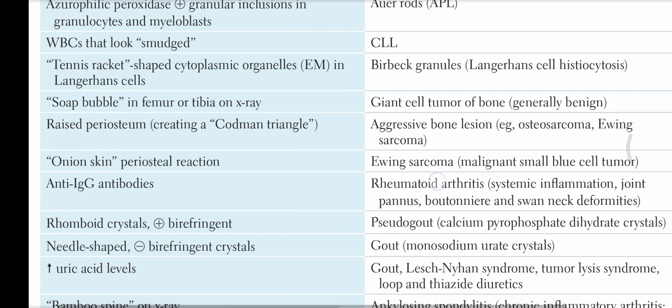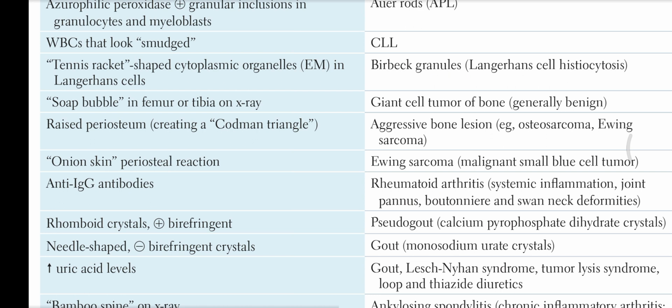Soap bubble appearance in femur or tibia on X-ray.